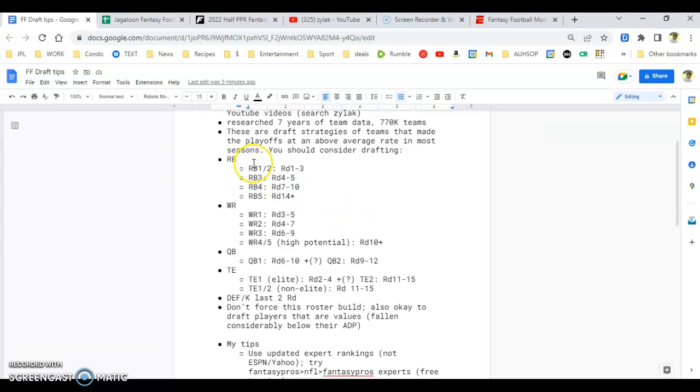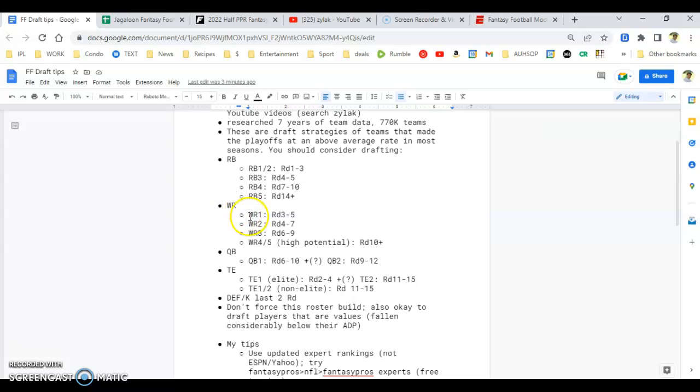So you should consider drafting your running back 1 and your running back 2 in the first 3 rounds. Your third running back in rounds 4 or 5. A fourth running back in round 7 to 10. And a fifth running back in round 14 or later.